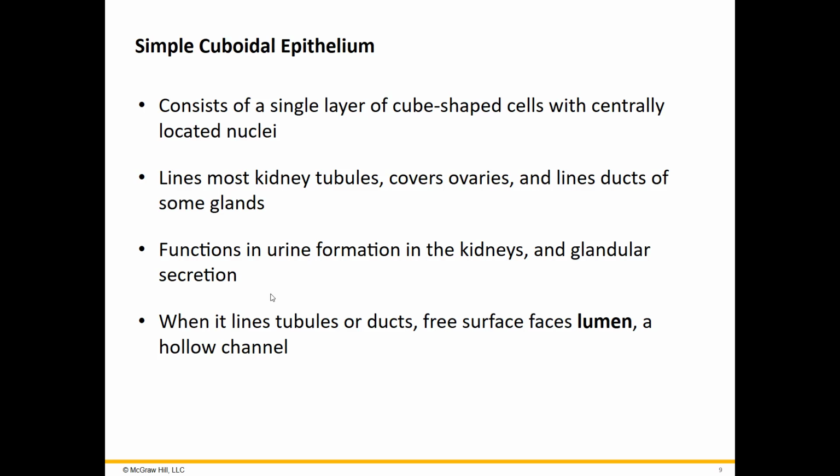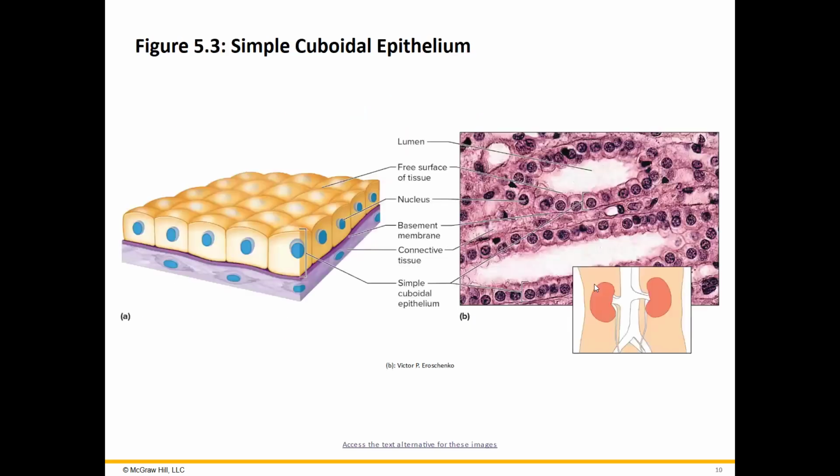When it lines tubes and ducts, there's a special rule here. The free surface is called a lumen or a hollow channel. So remember, with epithelial tissue, the surface that touches the outside environment is called the free or apical surface. But when it's cuboidal, because it creates a tunnel, we call it a lumen.